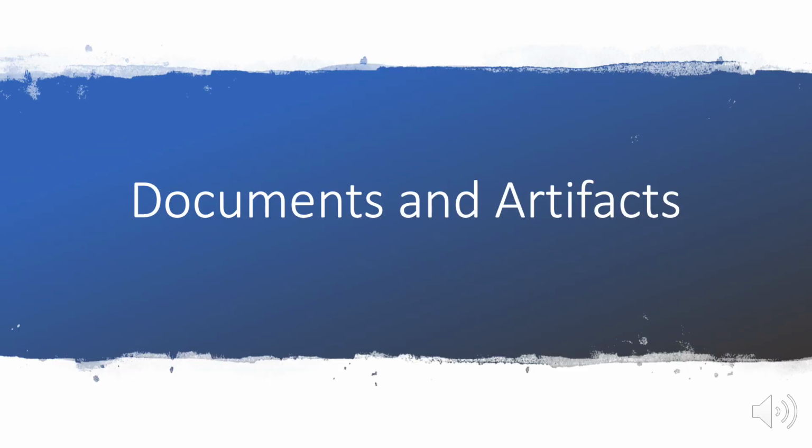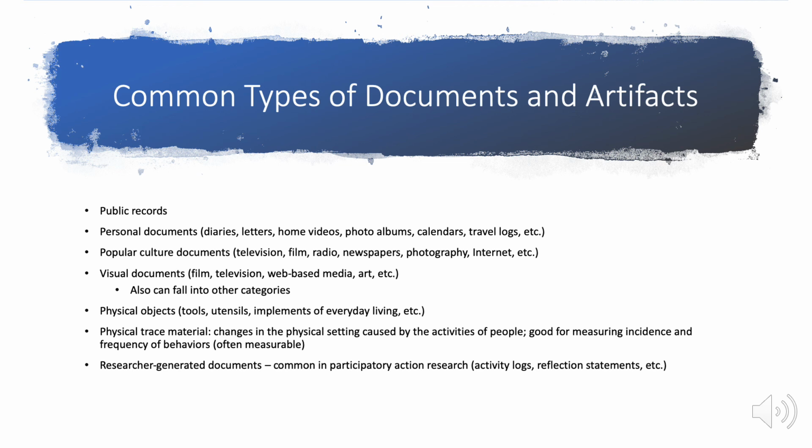I do want to touch briefly on using documents and artifacts for research, even though this is not heavily emphasized in your textbook, but I think it's just important to point out. There are many kinds of documents and artifacts that can be used. A lot of times public records are important to research, media, personal communications and documents like diaries or photo albums. Visual documents such as film and television and other media, physical objects.